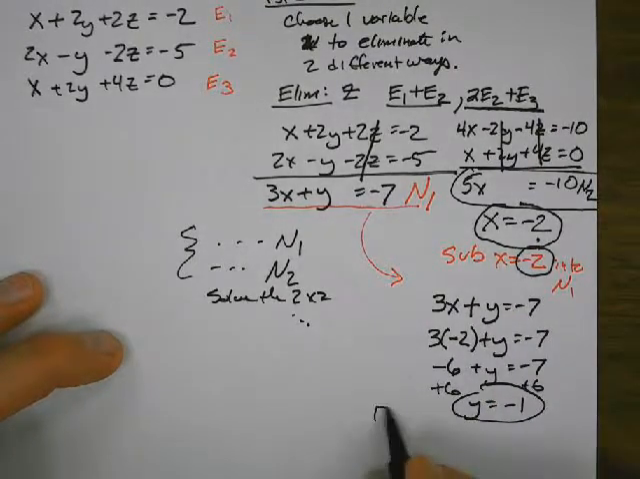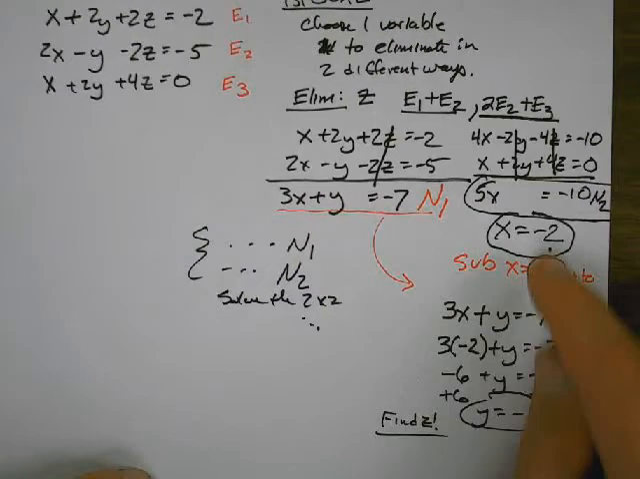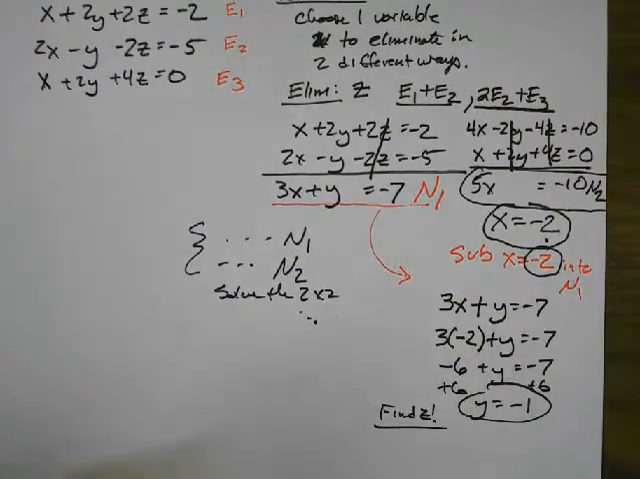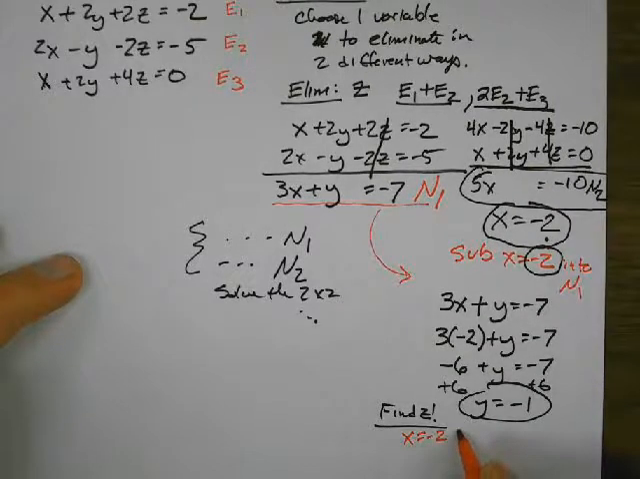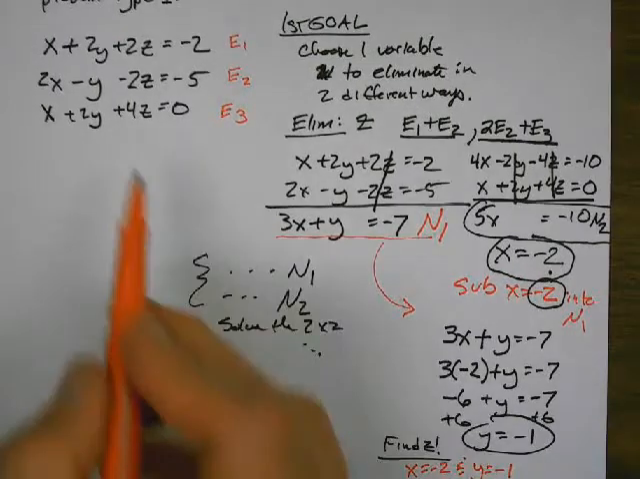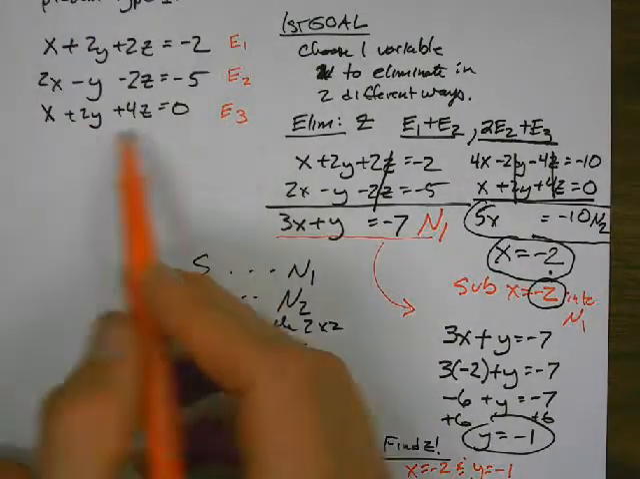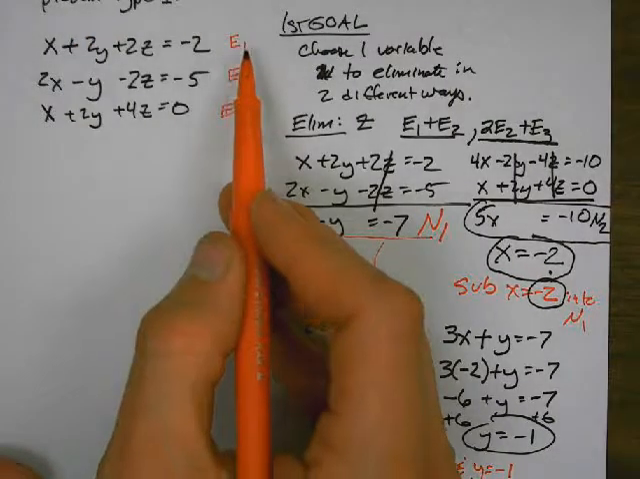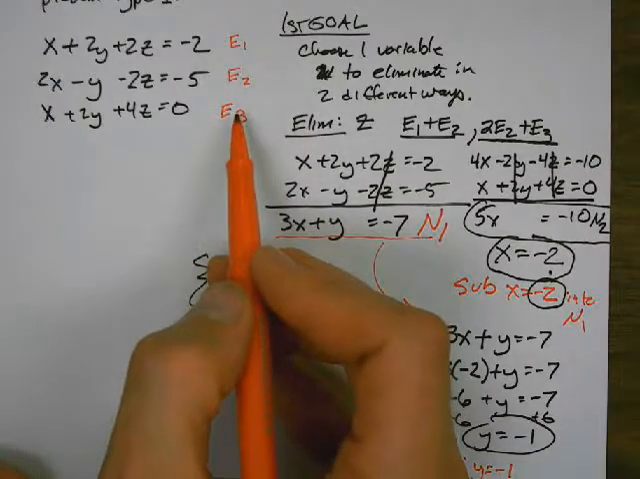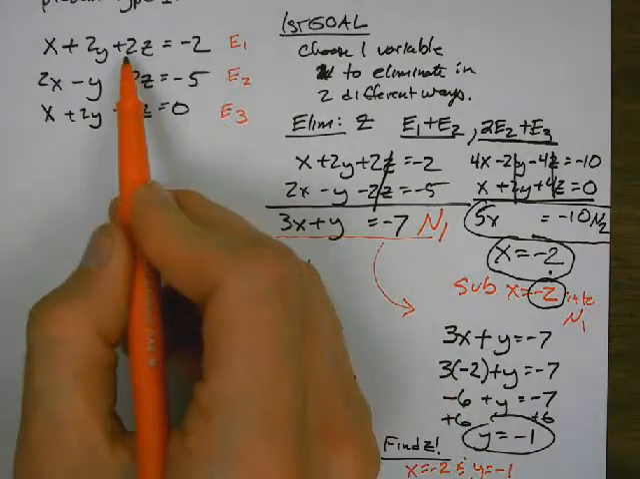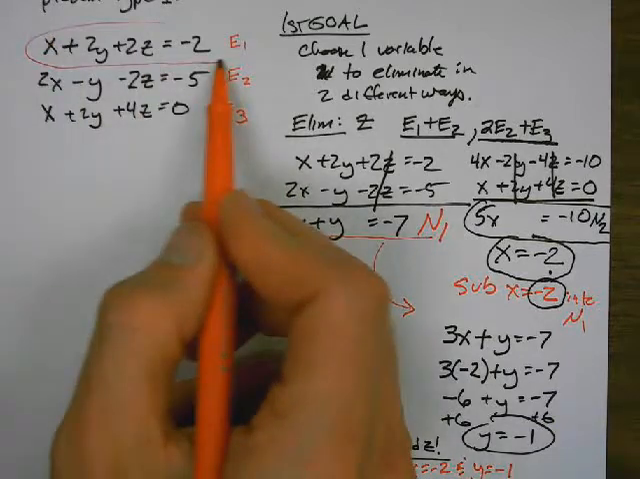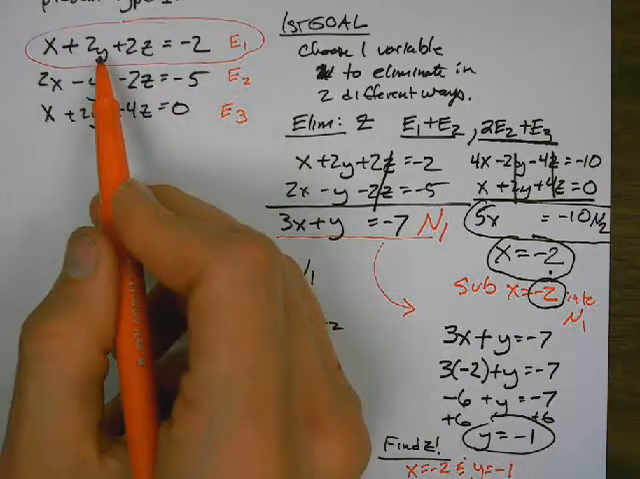Now I can find my z, by substituting in the x and the y value I know. So I have x equals -2 and y equals -1. I'm going to go back to one of the original equations to get z. It doesn't matter if I pick equation 1, 2, or 3, as long as I pick one of them. I'm going to choose equation 1 to substitute in the x and y value I know.